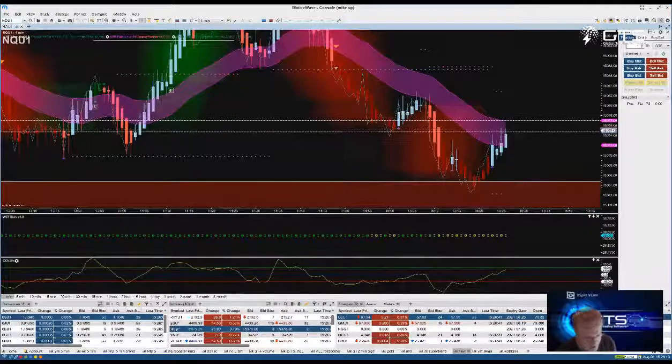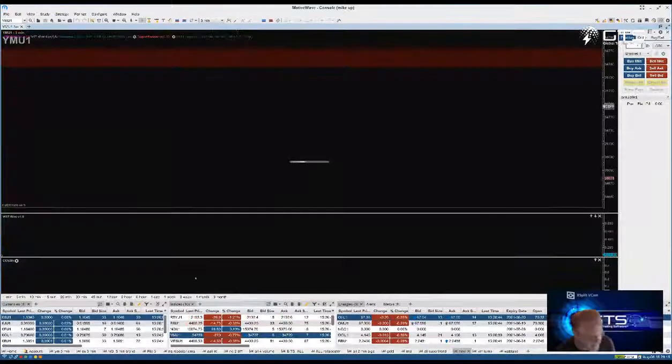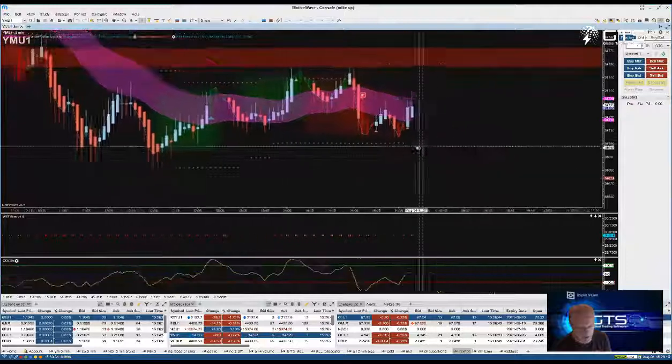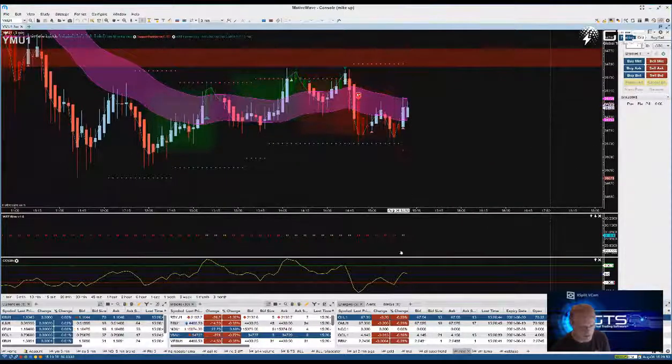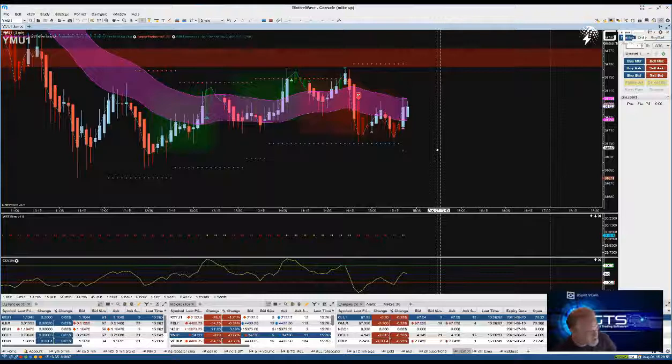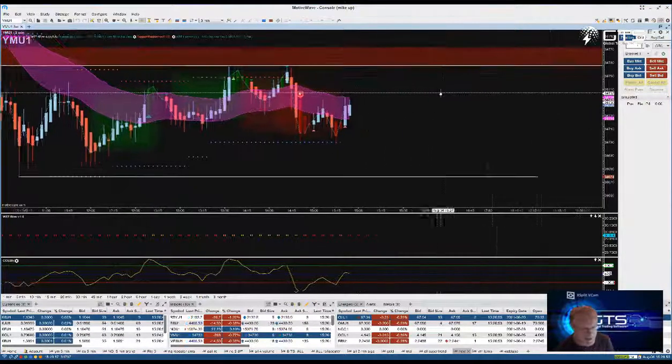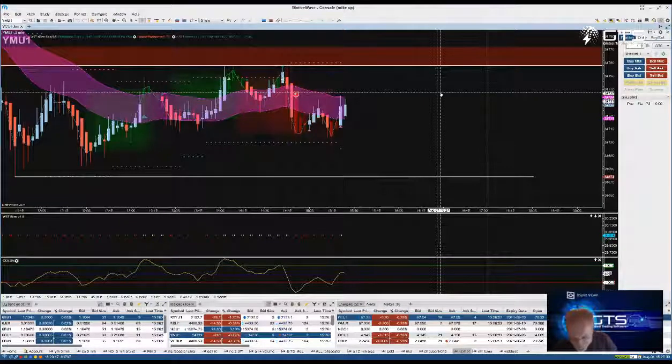We already know that NQ is in a neutral market, and the YM is also neutral, just like the NQ. So NQ and YM are both neutral. ES and RTY are both still bearish for the day. So right now, that's what we're looking at.